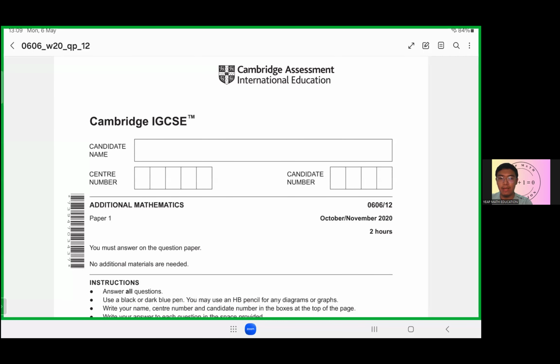Today I will discuss the Cambridge IGCSE Additional Mathematics paper 1, 0606/12, October/November 2020.